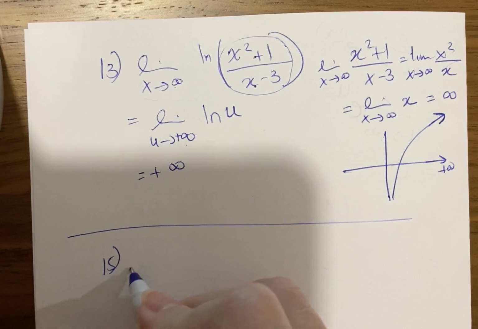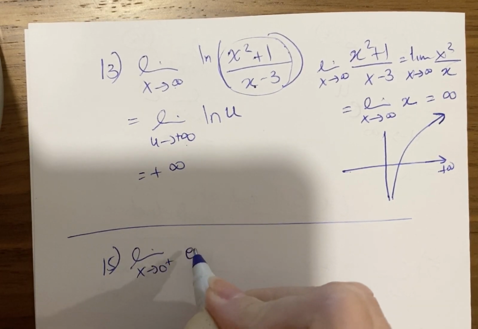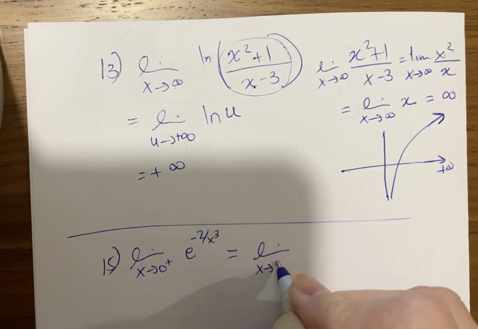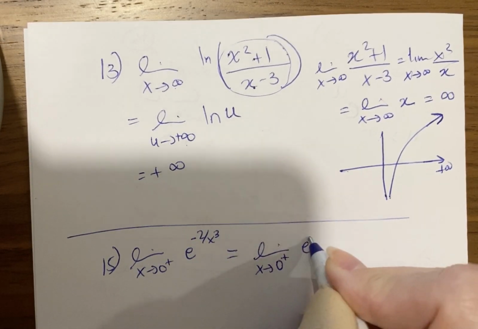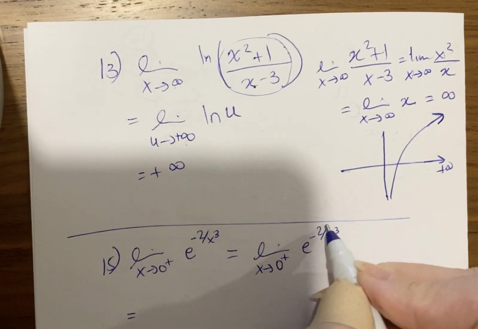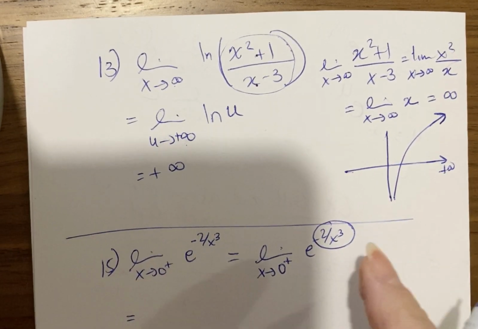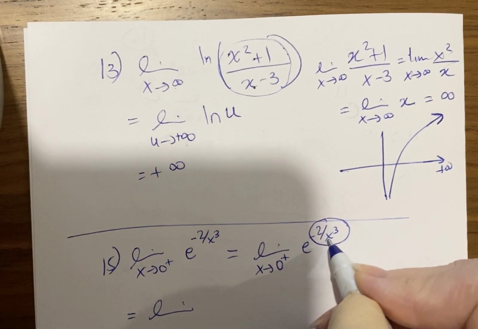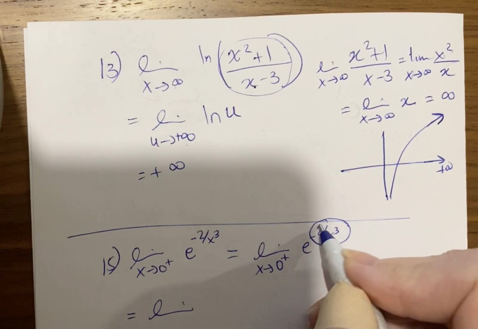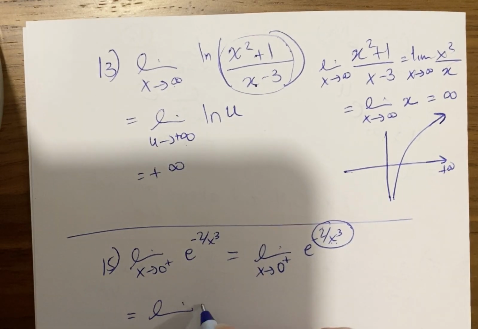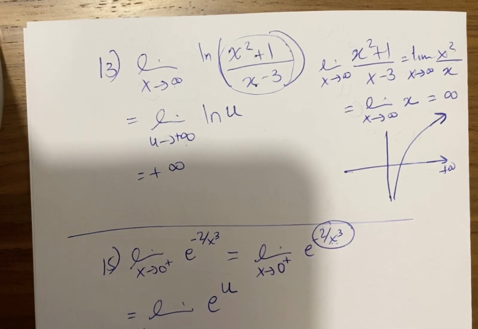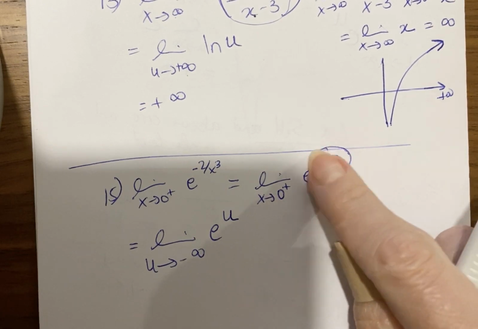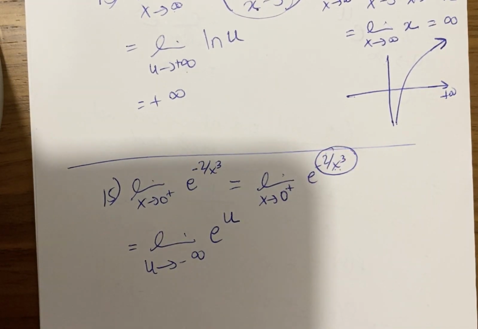Look at number 15. The limit as x approaches 0 plus of e to the minus 2 over x cubed. Again, I use the 0 plus first on the composite function. What's the limit of this as x approaches 0 plus? When x approaches 0 plus, x cubed is 0 plus as well. So minus 2 over a very, very small number is minus infinity. So I change it to u and I make u go to minus infinity, because when I substitute 0 plus in minus 2 over x cubed, I get minus infinity.